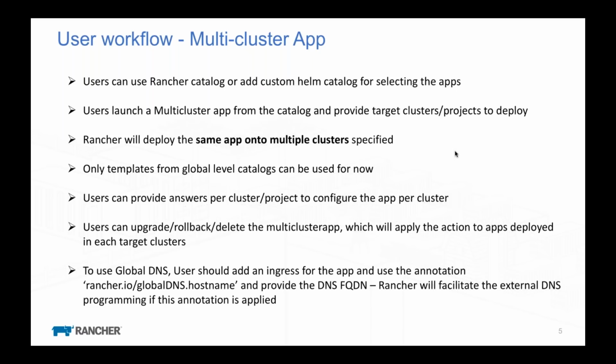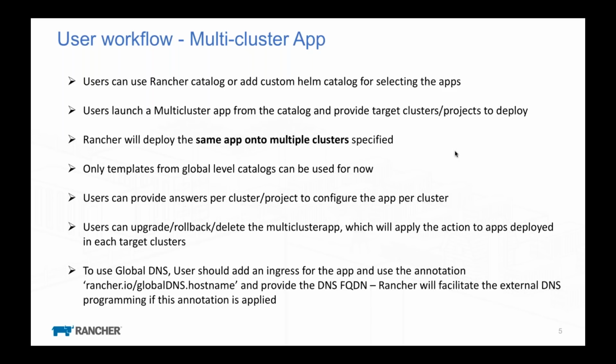To use global DNS along with MultiCluster app, the user needs to use a particular annotation, rancher.io/globaldns.hostname, and put this annotation on an ingress fronting your application. The value of this annotation should be the FQDN that you want to program on the external DNS. After this is done, Rancher will take care of programming that FQDN on the external DNS provider that you have configured.